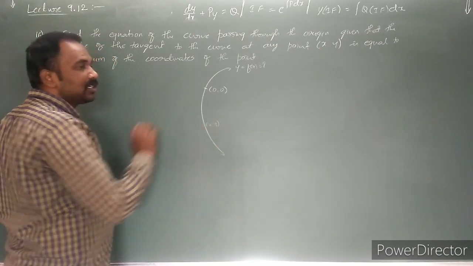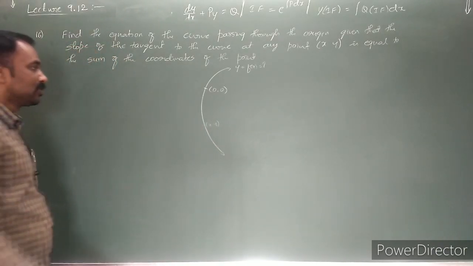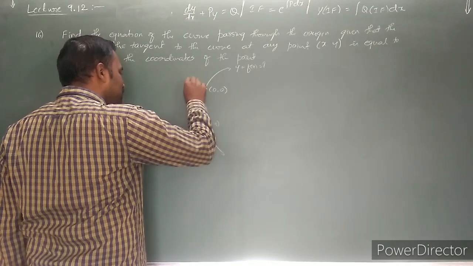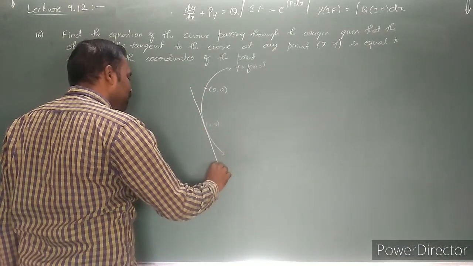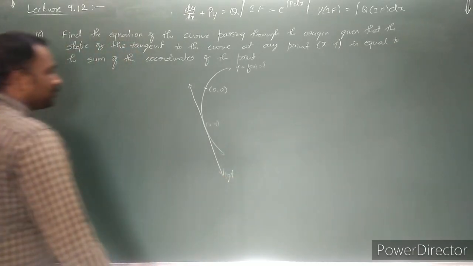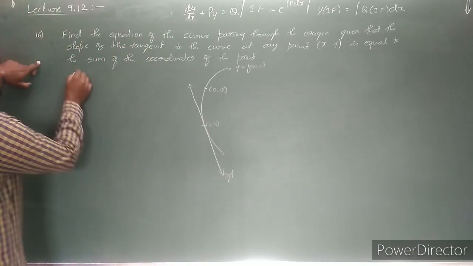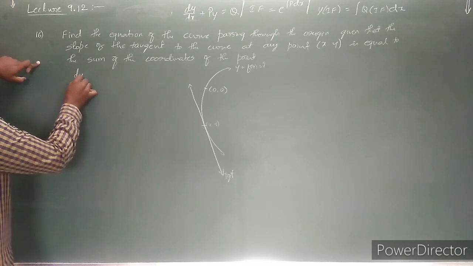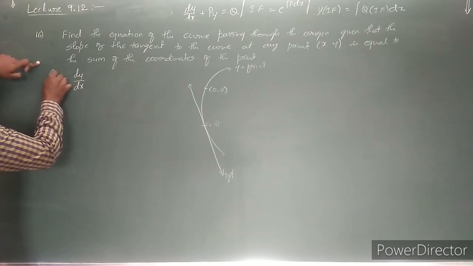So at this point, the slope of the tangent is that. I am just going to draw the tangent. This is the tangent. Slope of the tangent is nothing but what? Slope of the tangent is nothing but dy by dx. Given that.